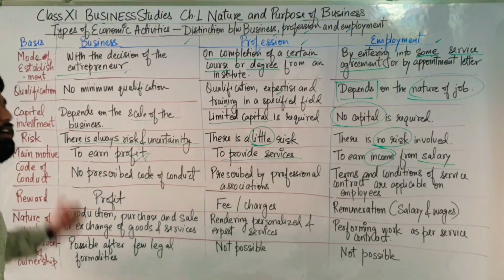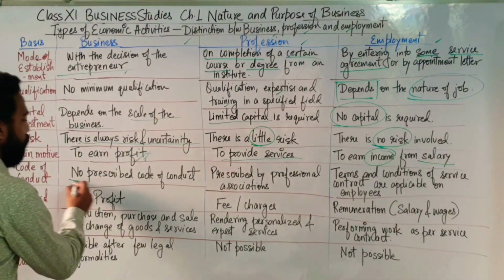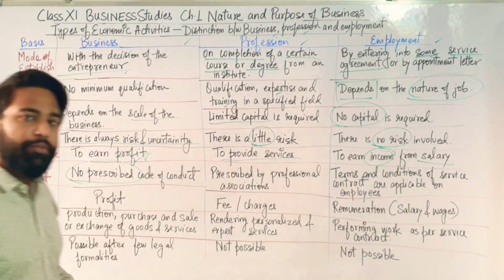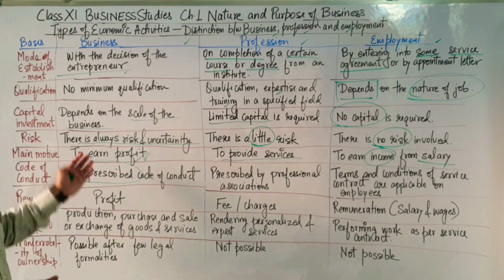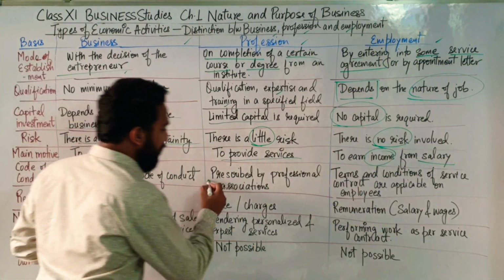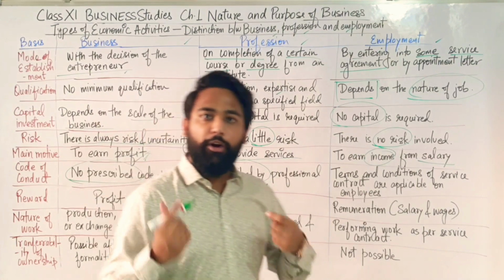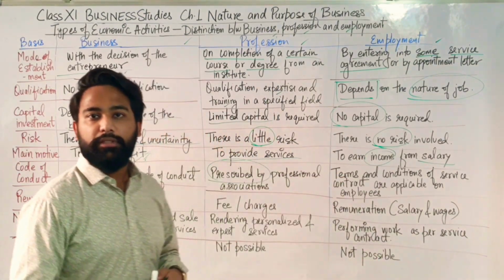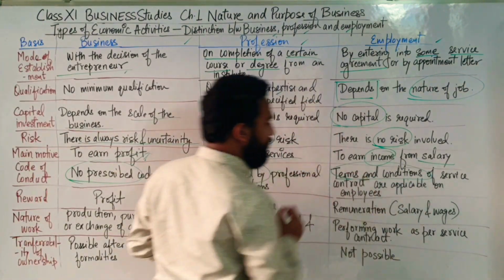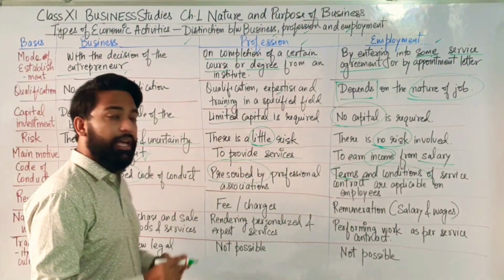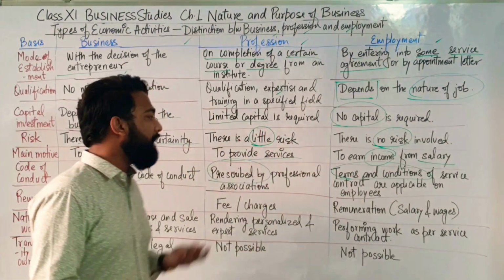Now, code of conduct. How do you perform in the business? There is no prescribed code of conduct. You can manage your business in any way you want. By any means, you can perform in a business. But what about profession? There is a code of conduct prescribed by the professional associations. Like a lawyer, he has to wear that black coat. Is that clear? So, in employment, terms and conditions are always there, which are applicable to the employees. Employees have to follow the terms and conditions of the appointment letter.